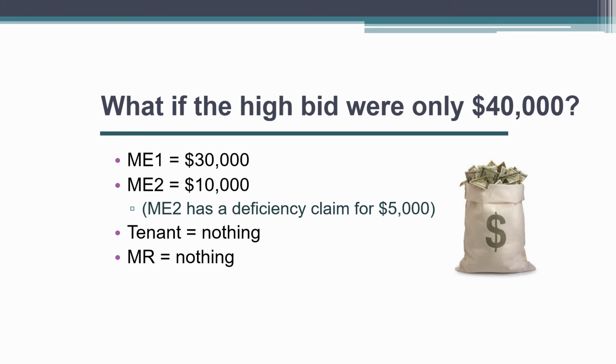What if the high bid was only $40,000 instead of $50,000? Well, we do it in exactly the same way, except that there's not quite as much money to go around. So ME1 will still get $30,000. There's only $40,000 total, so there's $10,000 left to give to ME2. ME2, you remember, was owed $15,000, so ME2 has a deficiency claim for $5,000, unless you're in a state that bars deficiency judgments. The tenant will get nothing, and the mortgagor will get nothing. We didn't have enough to get around to them.